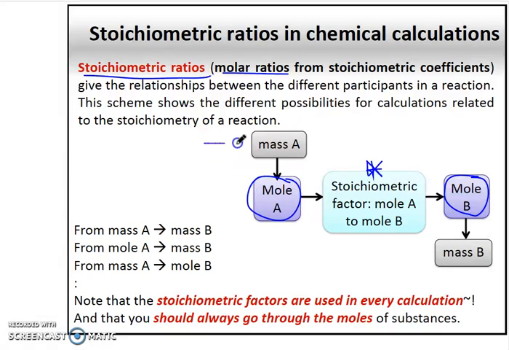But in some cases, we may start with, for example, the mass of one of the compounds, the mass of A, and we want to find out what is the mass of B that can be produced. When we have these kinds of problems, you have to remember that you always have to go through the number of moles of A and B and use the stoichiometric factor in order to make that conversion. Again, we need to go through the moles because we're using molar ratios from the stoichiometric coefficients in a chemical reaction. We can have, for example, mass to mass, mole to mass, or mass to moles.